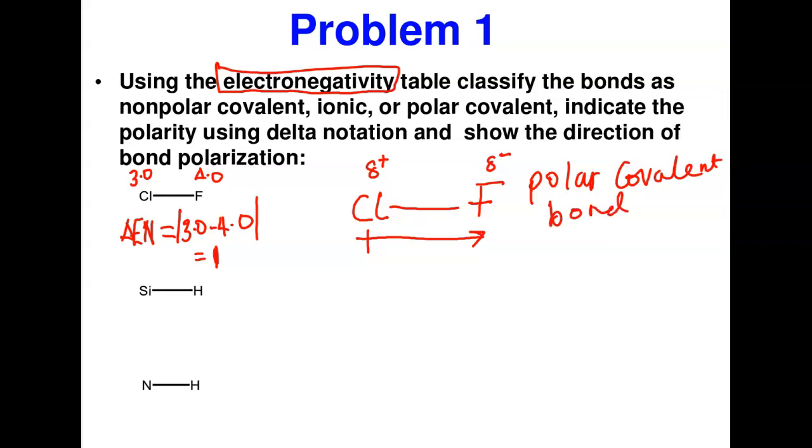We get to the next one: silicon and hydrogen. Again, you go back to that table. I will always advise you to have this table handy with you. Silicon is 1.8 and hydrogen is 2.1. So the change in En is 1.8 minus 2.1. Of course, this is an absolute value, so it's going to give you 0.3.